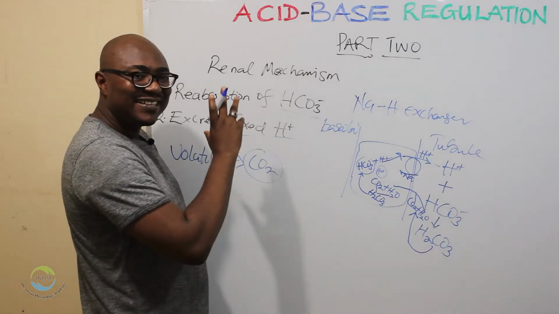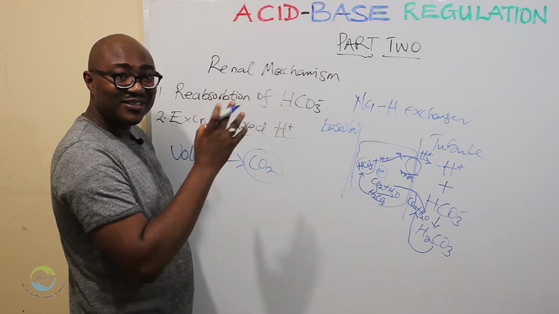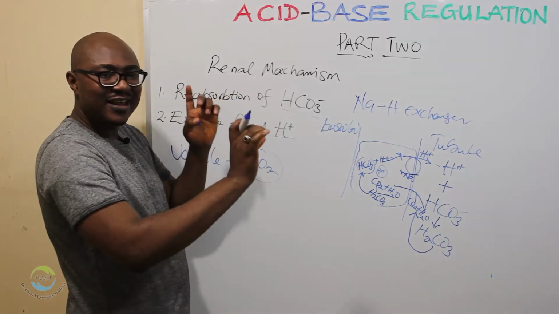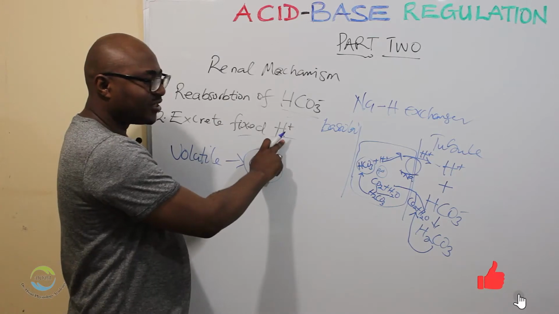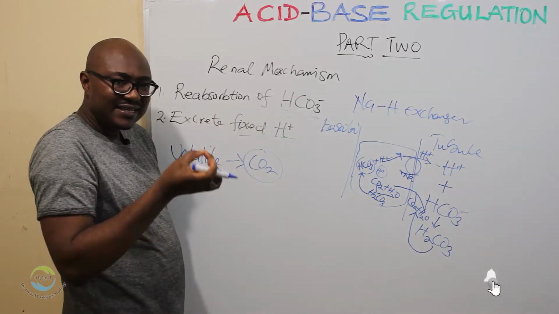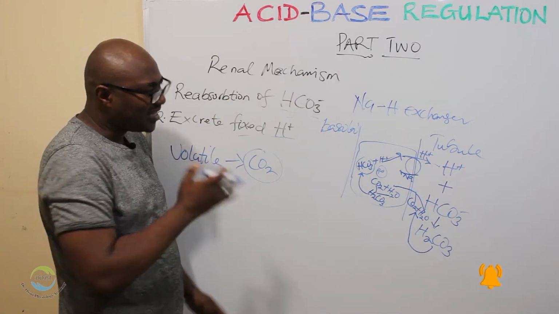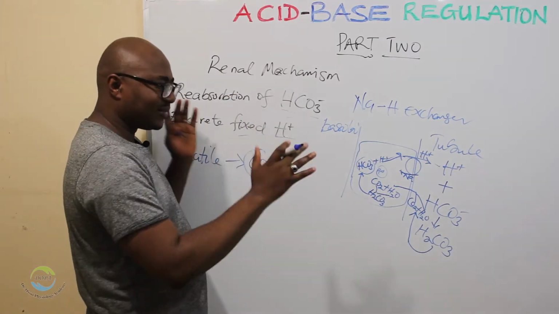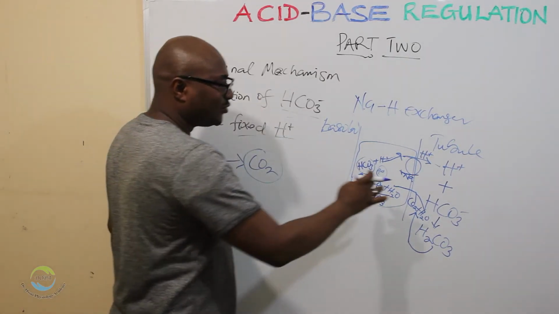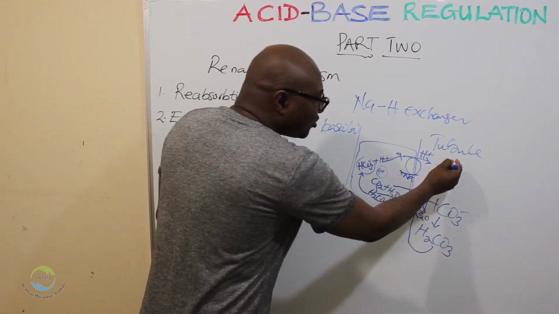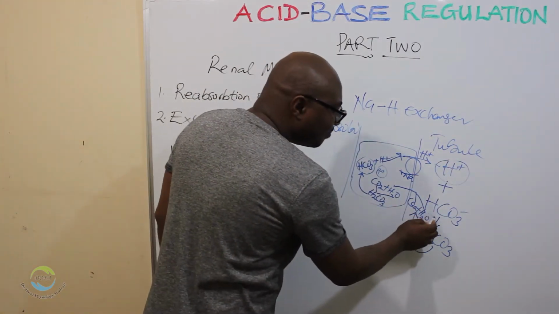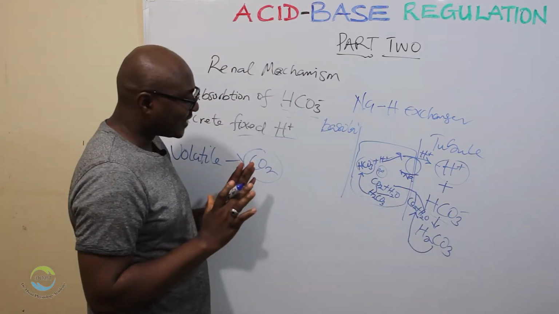Remember, we said when we were talking about tubular reabsorption and secretion, that in every part of the nephron, hydrogen is secreted, except the thin loop of Henle. Okay, so hydrogen is always secreted. But the thing is that you now have so much hydrogen secreted that the hydrogen is now far more than the bicarbonate. Do you understand?